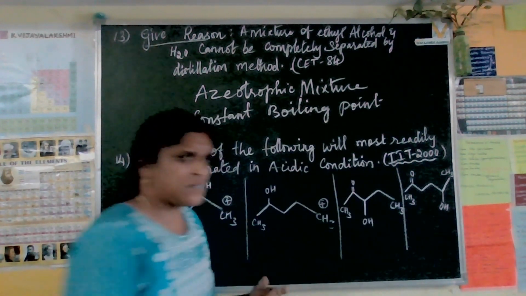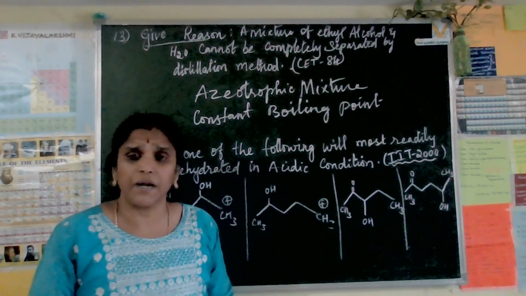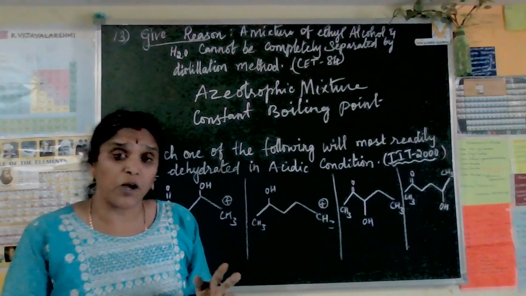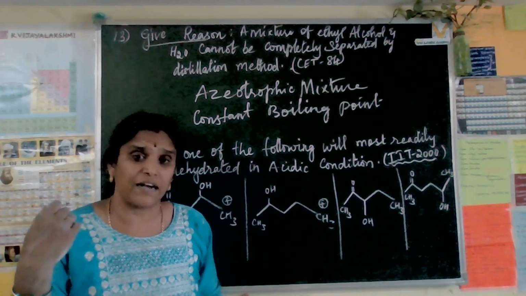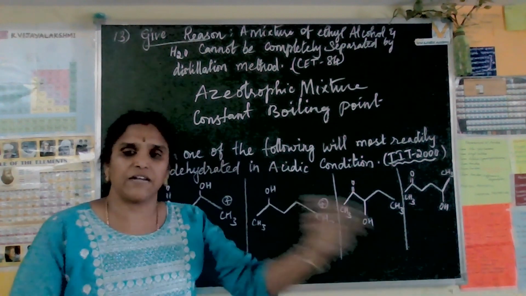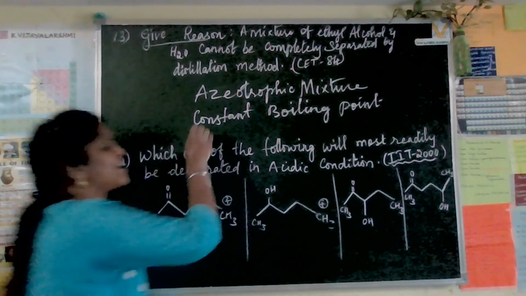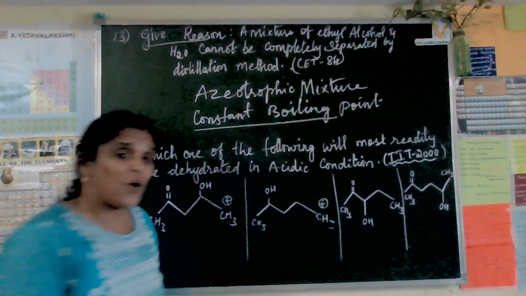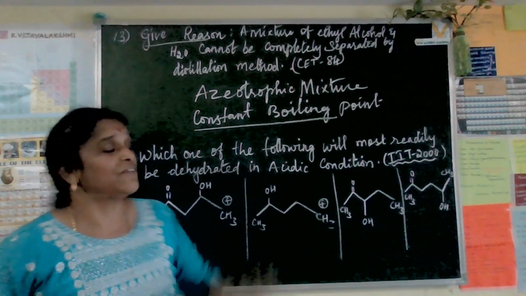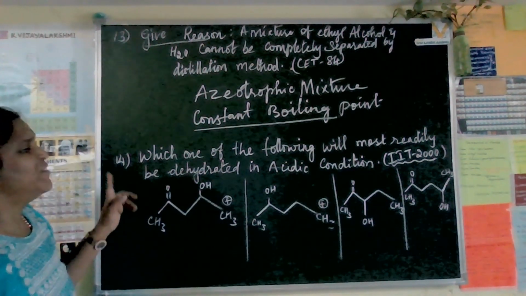Constant boiling point means both have the same boiling point, so we cannot separate them easily through distillation. If the boiling points are different, we can take one out through fractional distillation. But here it's a constant boiling point, both have the same boiling point, so we cannot separate them very easily. Okay, now next question.